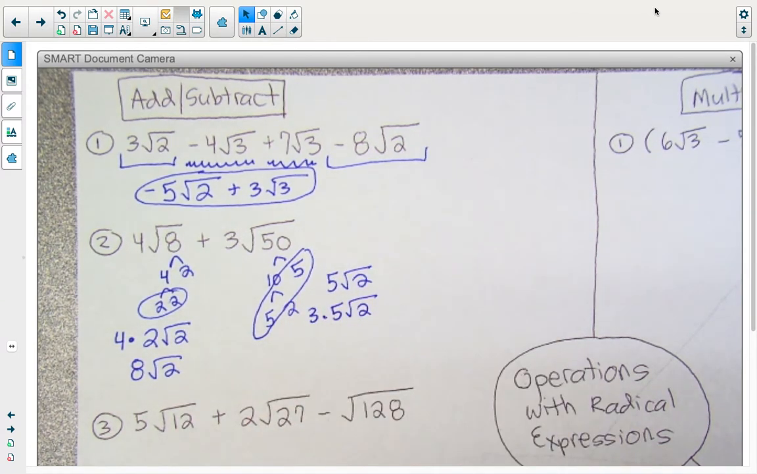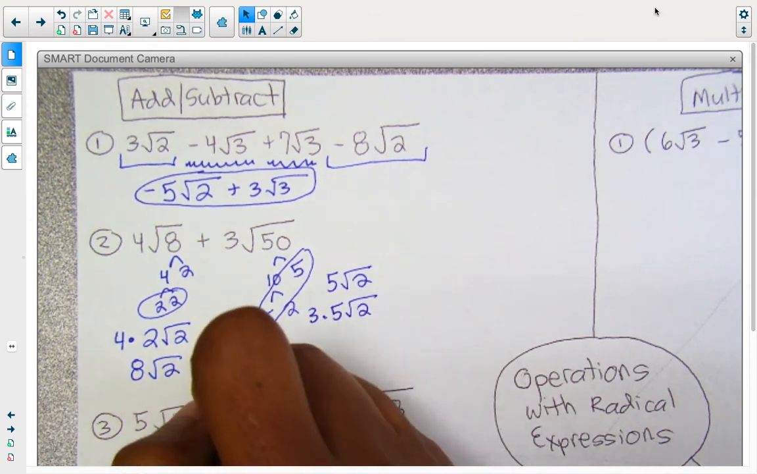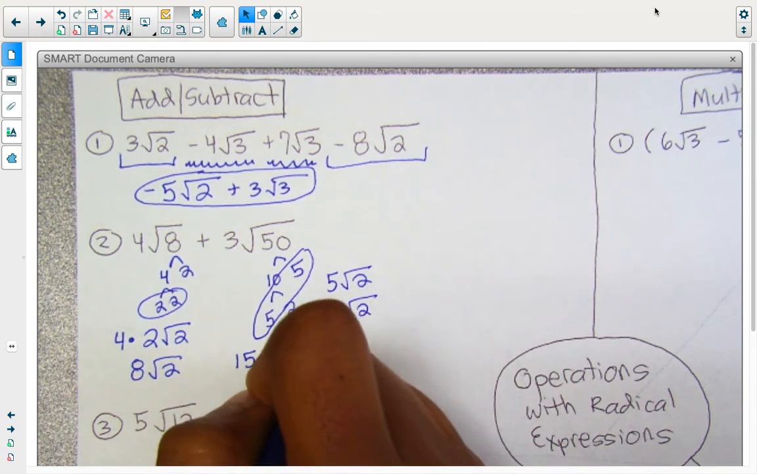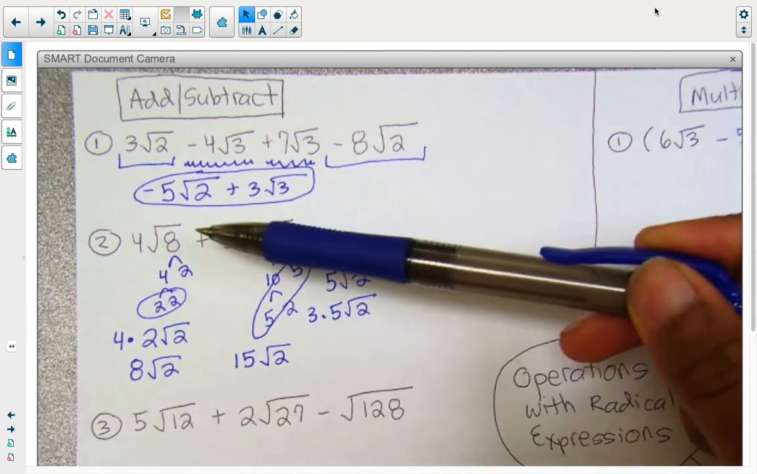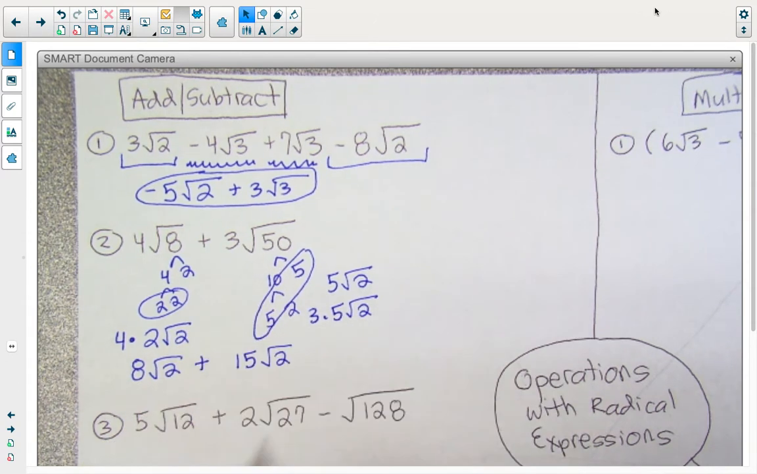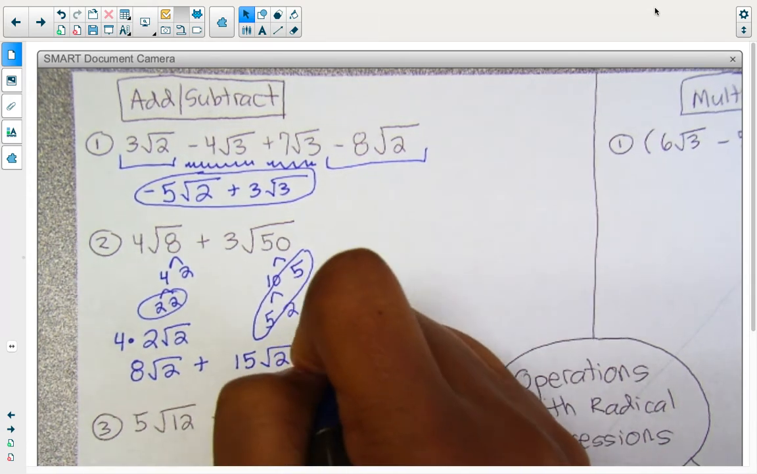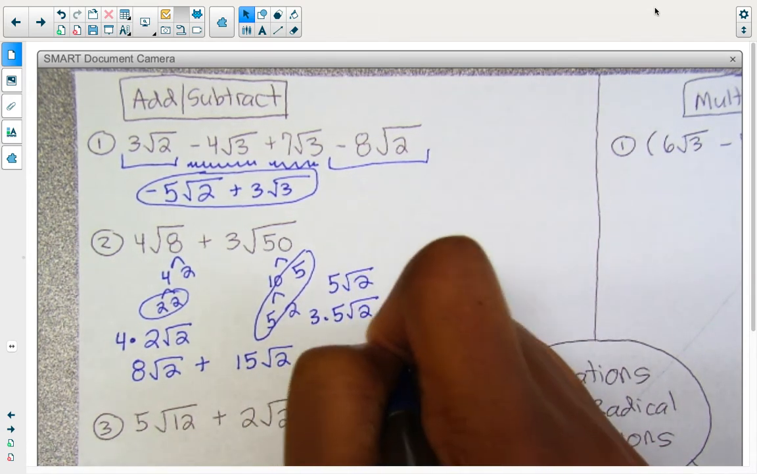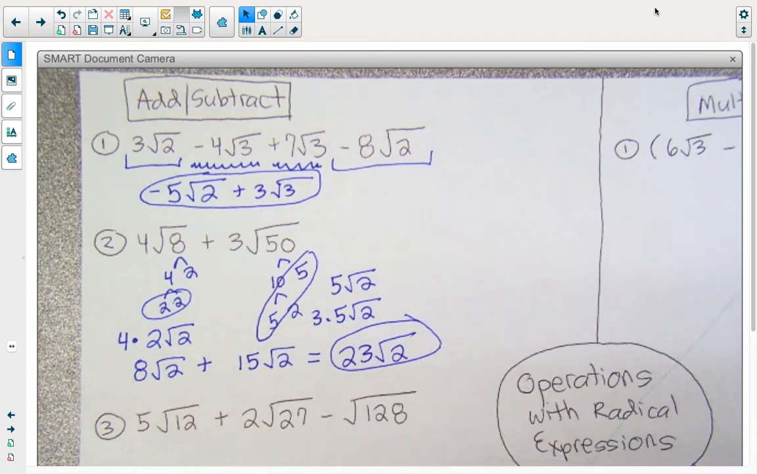So 3 times 5 now gives me 15 square roots of 2. I got a plus sign in the center of my problem here. Come straight down. Now I have like terms. I broke down 8 and I broke down 50, and I now have like terms. So my final answer is 23 square root 2.